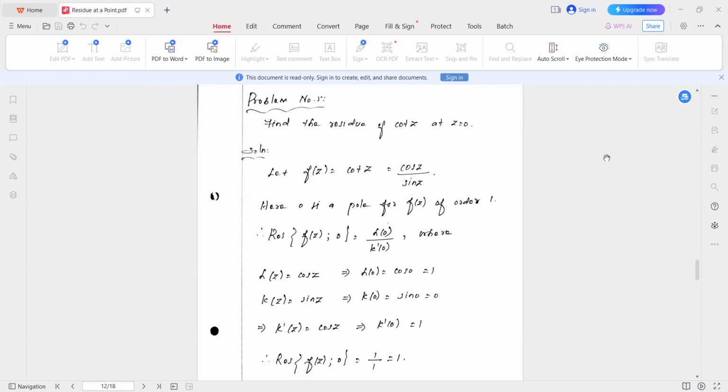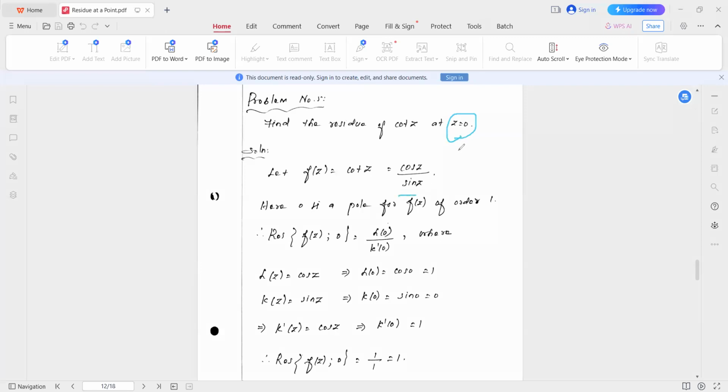So in this video also, we are going to continue to find the residue of the given function at the point. Here, find the residue of cot z at the point z equal to 0. So they have given the point where we need to find the residue. Let us take cot z as f of z. Cot z can be written as cos z by sin z.